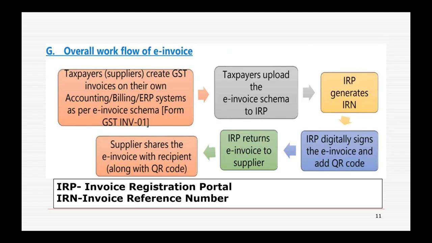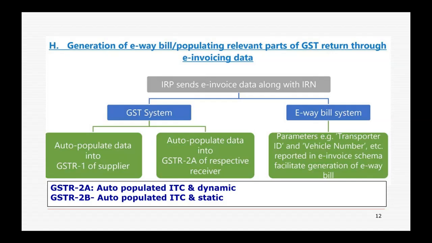This is the procedure generally adopted, and when the e-invoice has been generated, the e-way bill related part is populated, so the invoice itself will directly be auto-populated in the e-way bill system. So the GST system is on one side, and the other system is the e-way bill system. E-way bill actually has a separate portal also. We will discuss in detail. First have some idea about the theory, then we will go for the practicality.